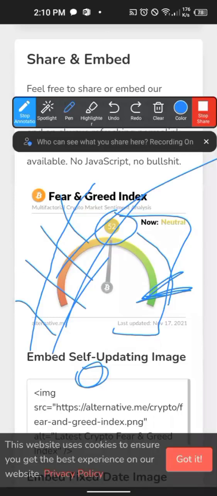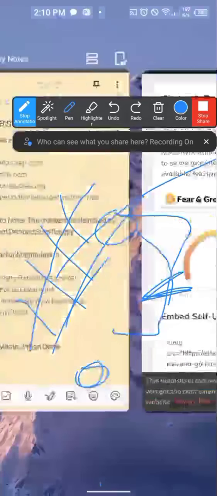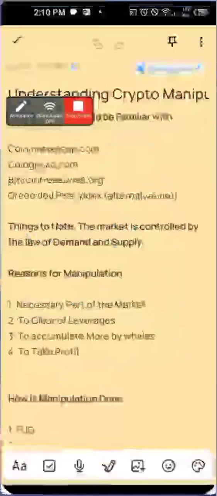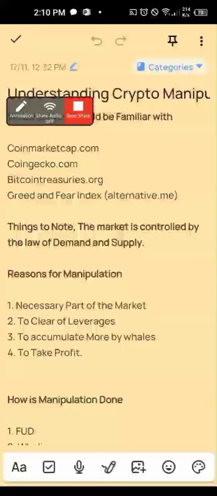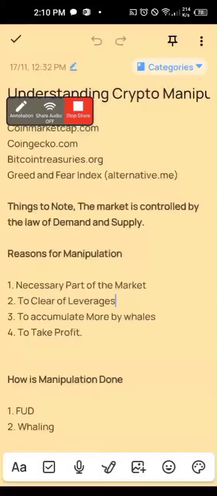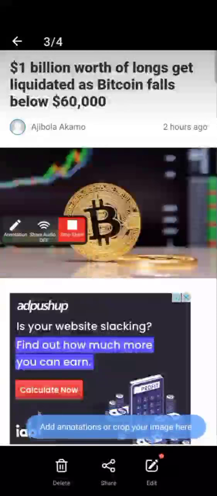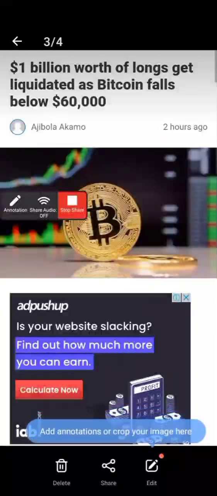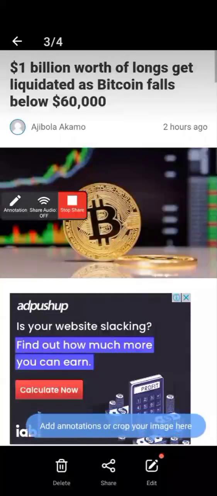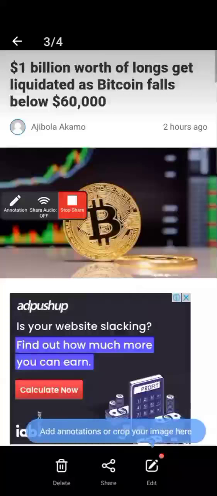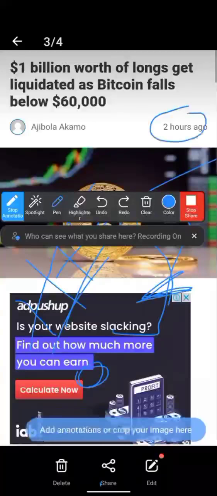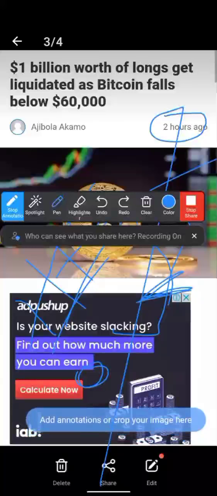But the thing that happens basically now is this. Since everybody is so bullish now, everybody's trading, they're like, okay, since I don't make money, let us now take back our money. So let us look at this picture here. As you can see, 1 billion worth of longs. All those who said Bitcoin was going to go higher. This is within the last 2 hours. This news, I just screenshotted it. You can check it online for yourself to verify.